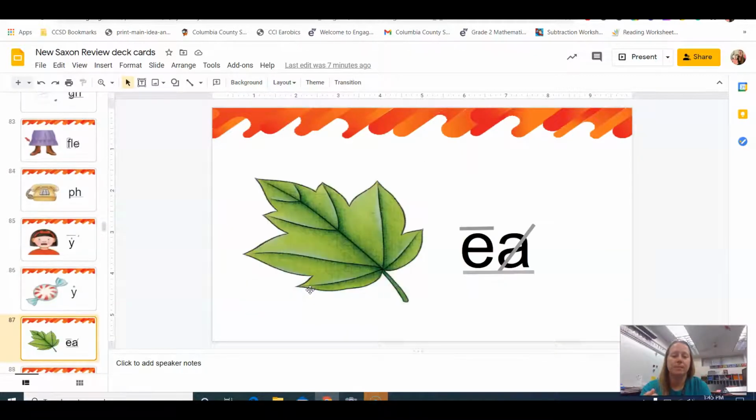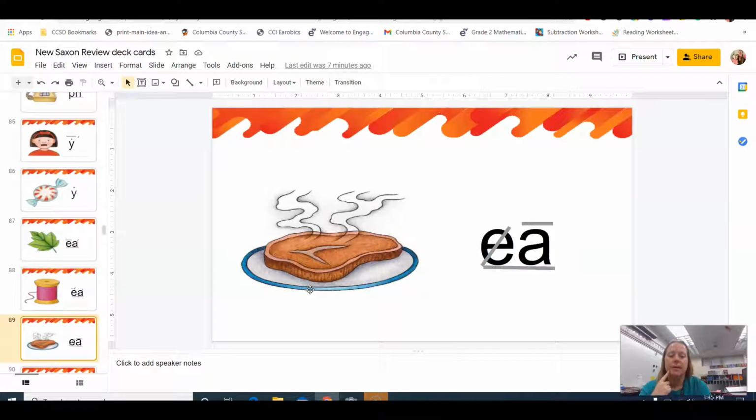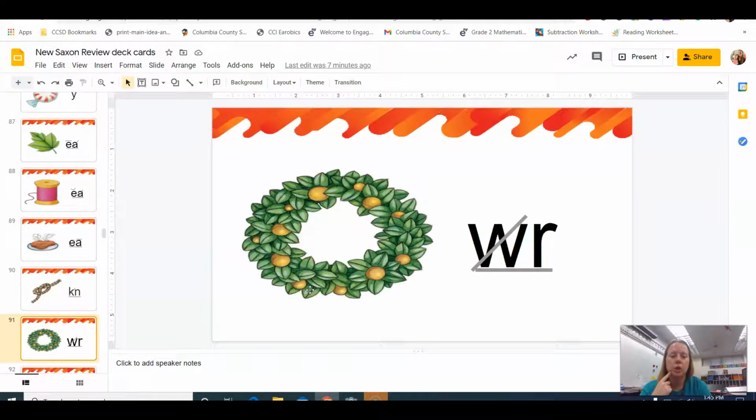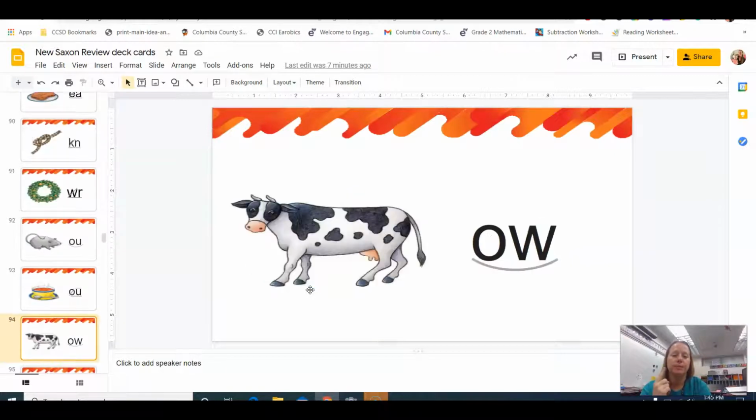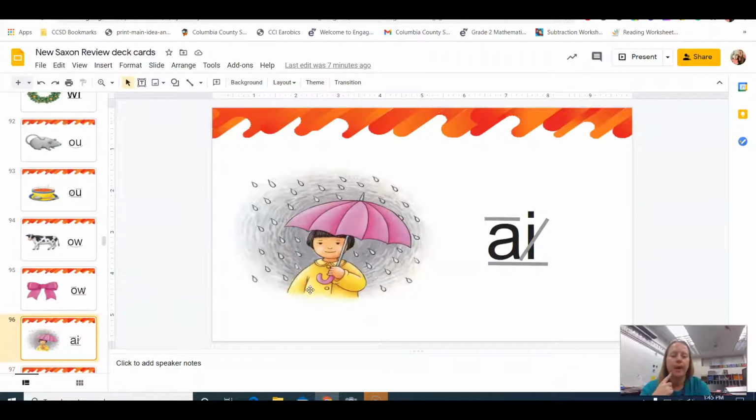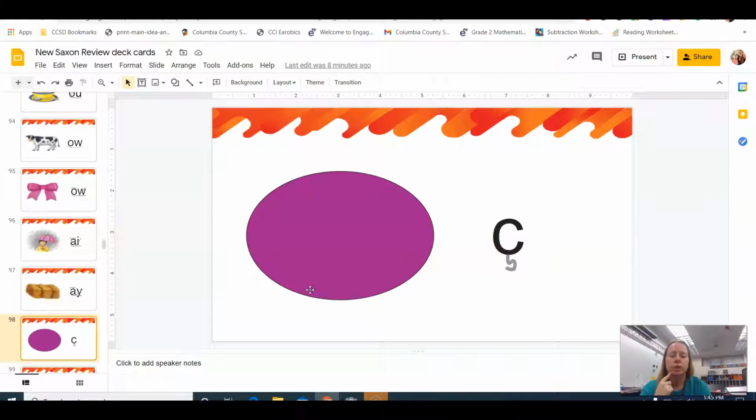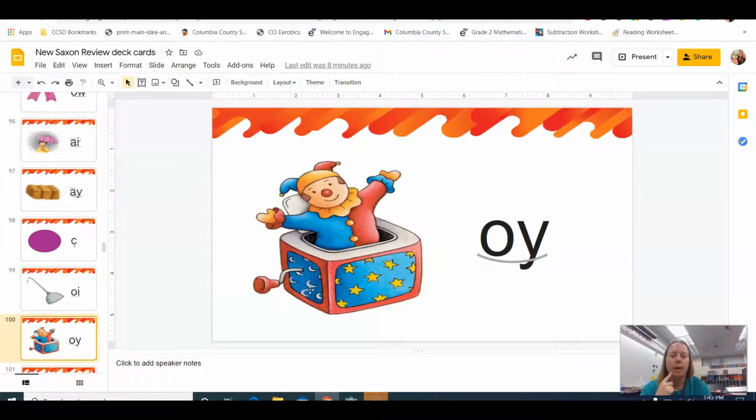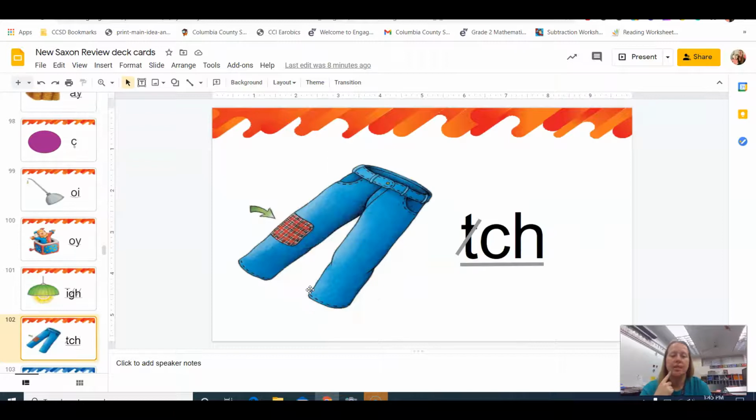Candy, e. Leaf, e. Thread, e. Steak, a. Knot, n. Wreath, r. Mouse, ow. Soup, oo. Cow, ow. Rain, a. Hay, a. Circle, s. Oil, oi. Toy, oi. Light, i. Patch, ch.